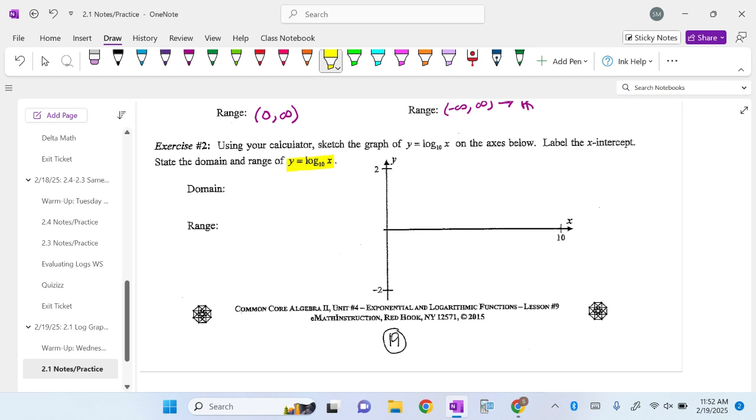Now, let me ask you guys this. If it's log base 10, that's a review from yesterday, what's another name for log base 10? The common log. So if you ever have log base 10, you can also rewrite this as y equals just plain old log of x. This is called the common log. And that's a review from yesterday. So if you ever see log base 10, you can use the common log.